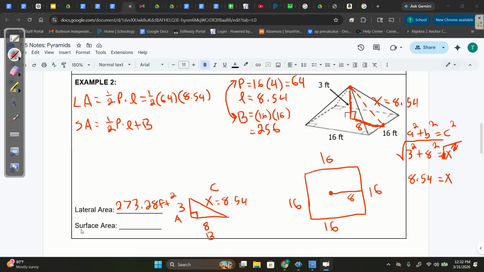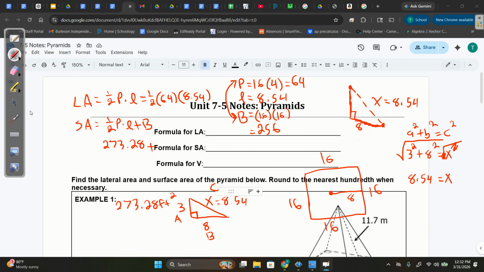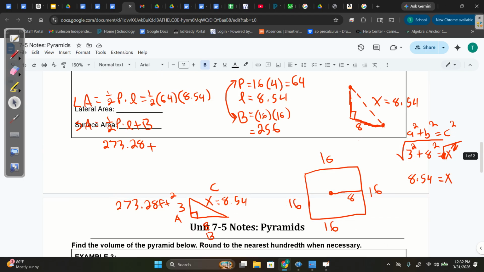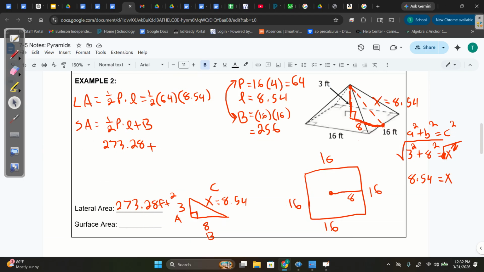For the surface area, I'm going to do 273.28, the lateral surface area, plus the area of the base. That was odd. Let's scroll down. Plus the area of the base, which is 256. Whenever I add that together, I should get 529.28 feet squared.